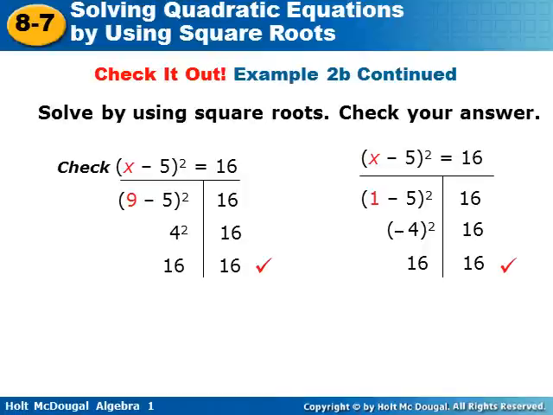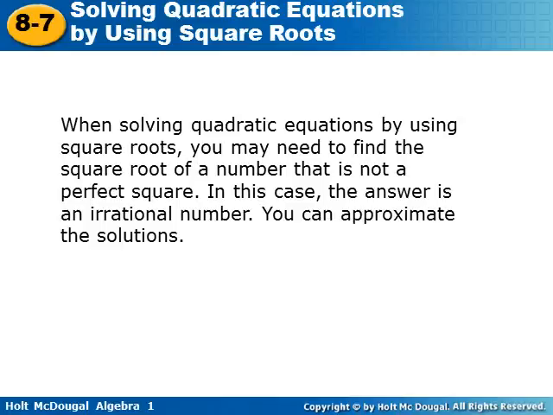If we were to check, we could plug 9 back into the original equation to see if it equals, and we get 9 minus 5, which is 4, squared is 16, so 16 equals 16. And we get 1 minus 5, which is -4, squared, and then we get 16 equals 16. So we know our answers are correct.